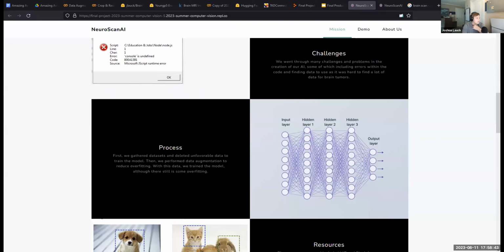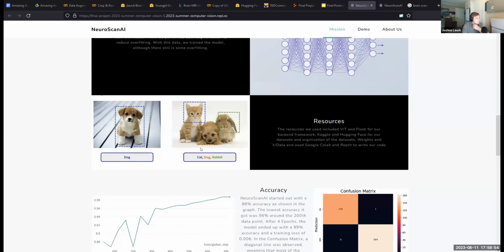The process of creating the model was gathering categorized data sets, deleting unfavorable data, and augmenting the data so that the model got better at identification. We then trained it on the augmented data. The resources we used were just things like Vision Transformer, Flask, Kaggle, Hugging Face, and Google services like Colab and Drive.